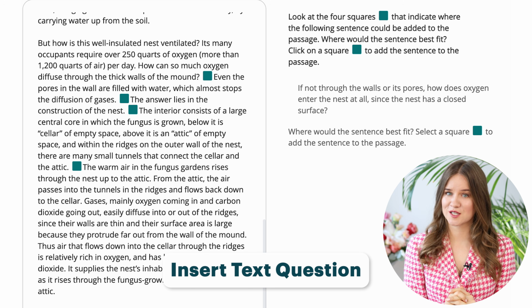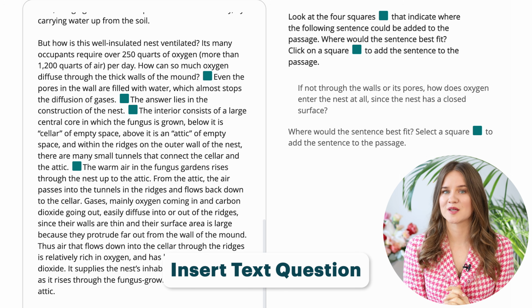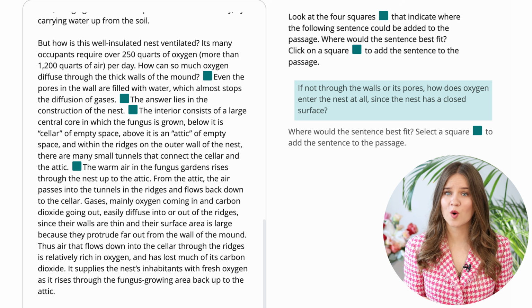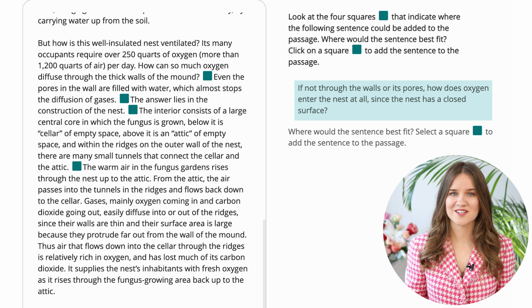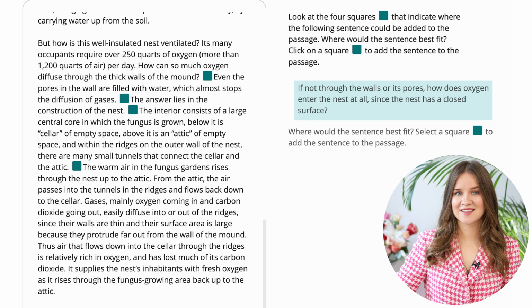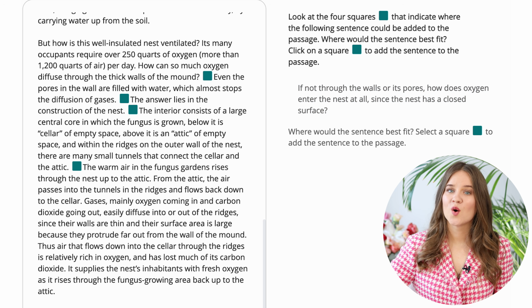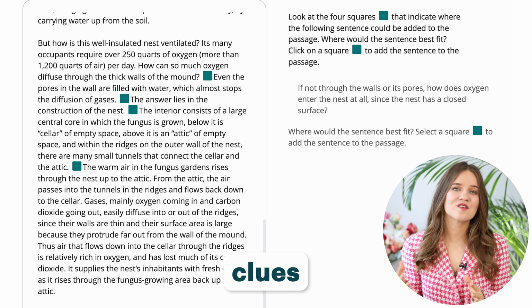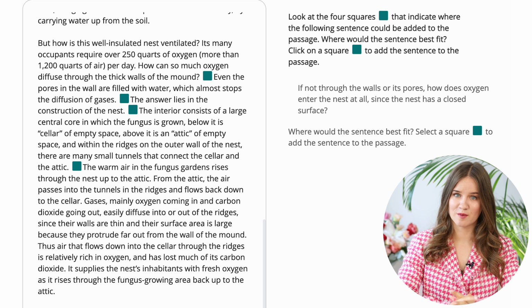This is an insert text question. We have to choose the best place to add the sentence. "If not, through the walls or its pores, how does oxygen enter the nest at all, since the nest has a closed surface?" To solve this type of question, we need to look for clues that show us where the new sentence fits best in the paragraph.